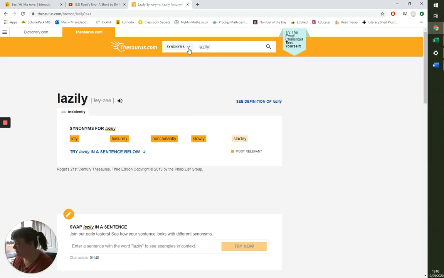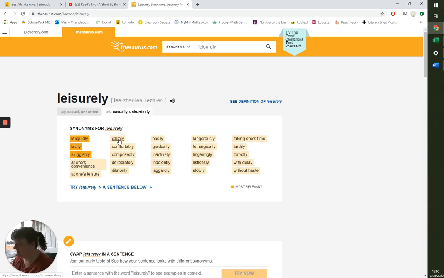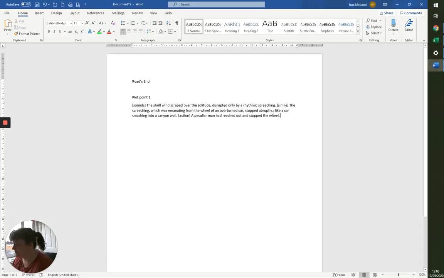Lazily, nonchalantly. Leisurely is quite nice. I can't have leisurely. Let's try. Languid. Languid is just like really slow movements like that. I'm going to go for languid. Reached out languidly and stopped the wheel. I might say how he stopped it. With a gloved hand.